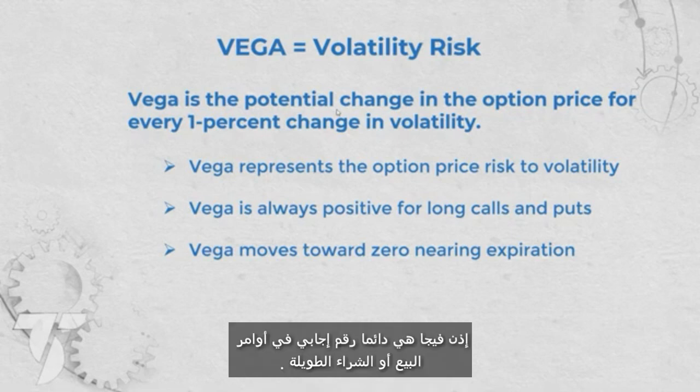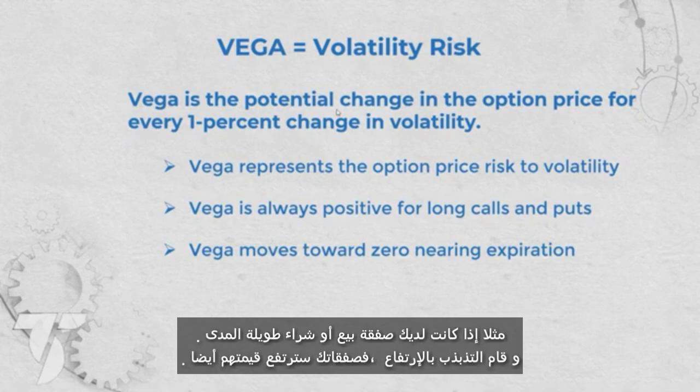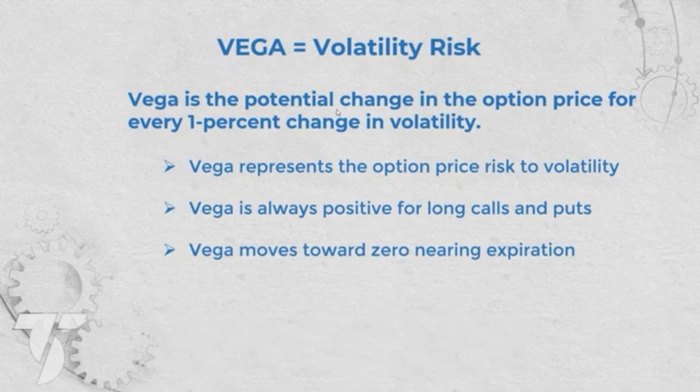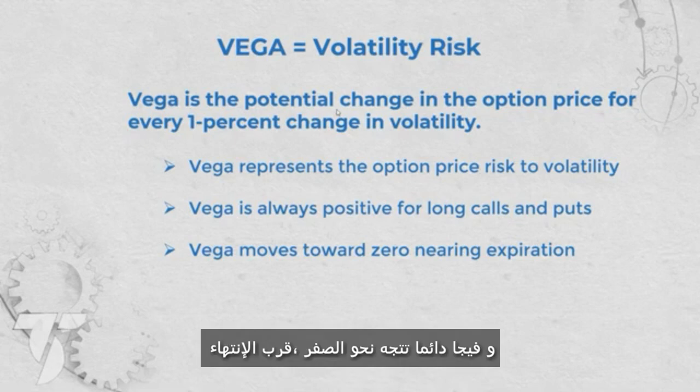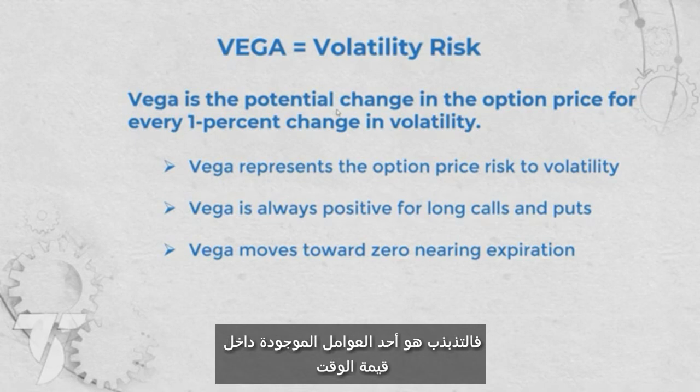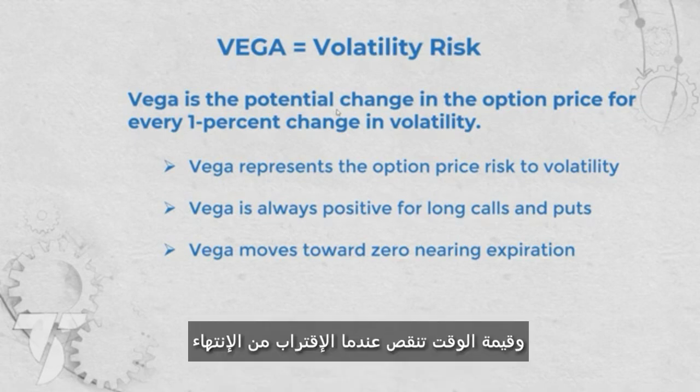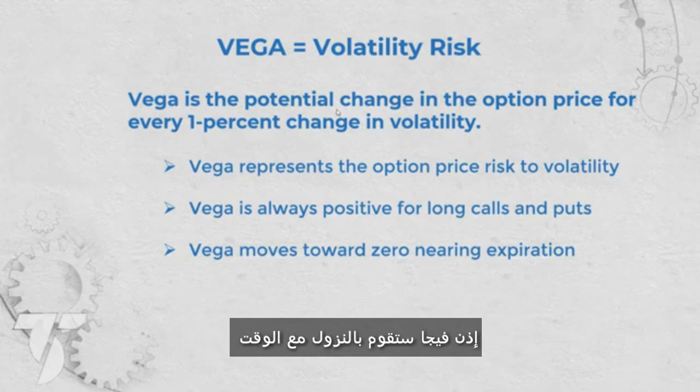So Vega is always a positive number for long calls and long puts. So if you're long a call or you're long a put and volatility goes up, your call and your put are going to go up in value. That's the idea. If you're short, they're going to go down in value. And Vega always moves toward zero nearing expiration. So volatility is one of those key factors in time value. And time value decays as you're nearing expiration. So Vega is going to go down over time.